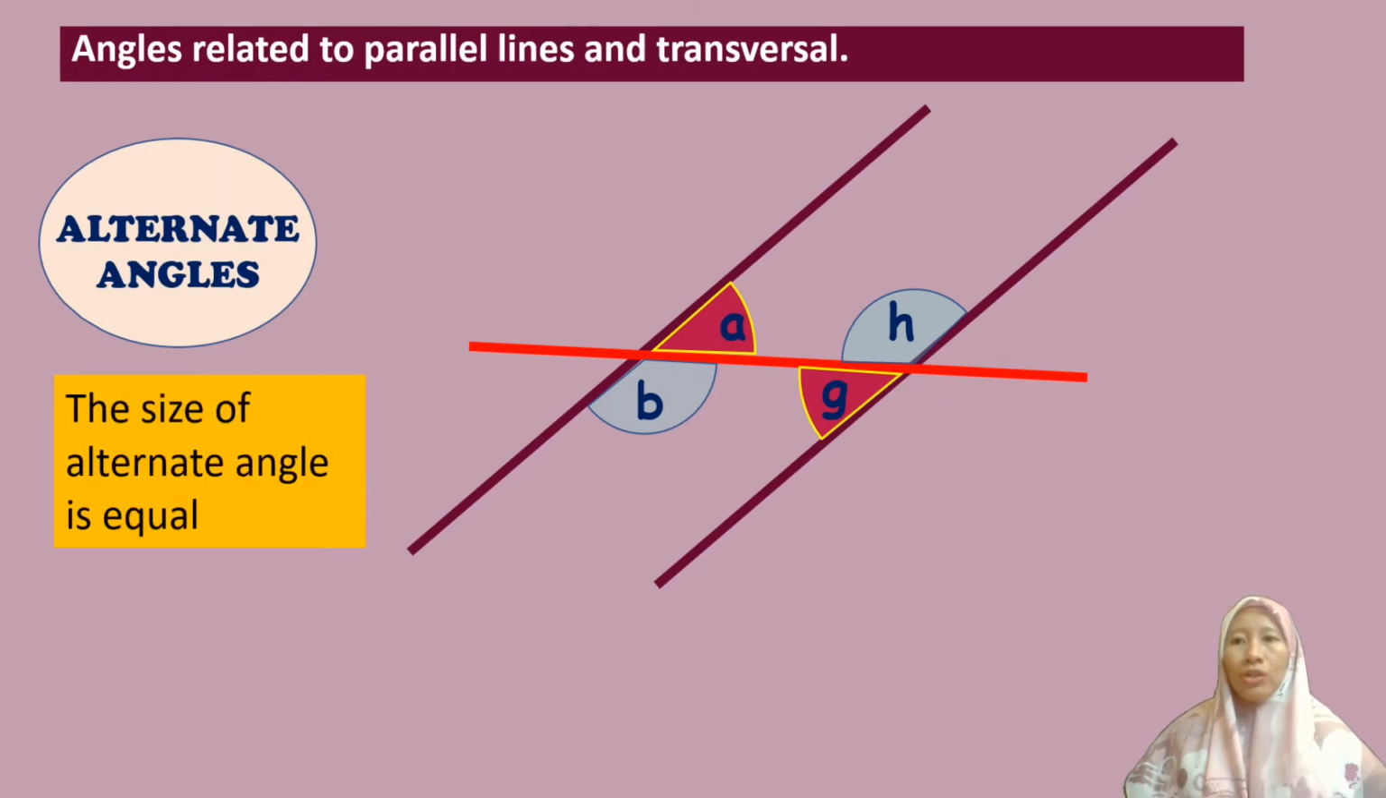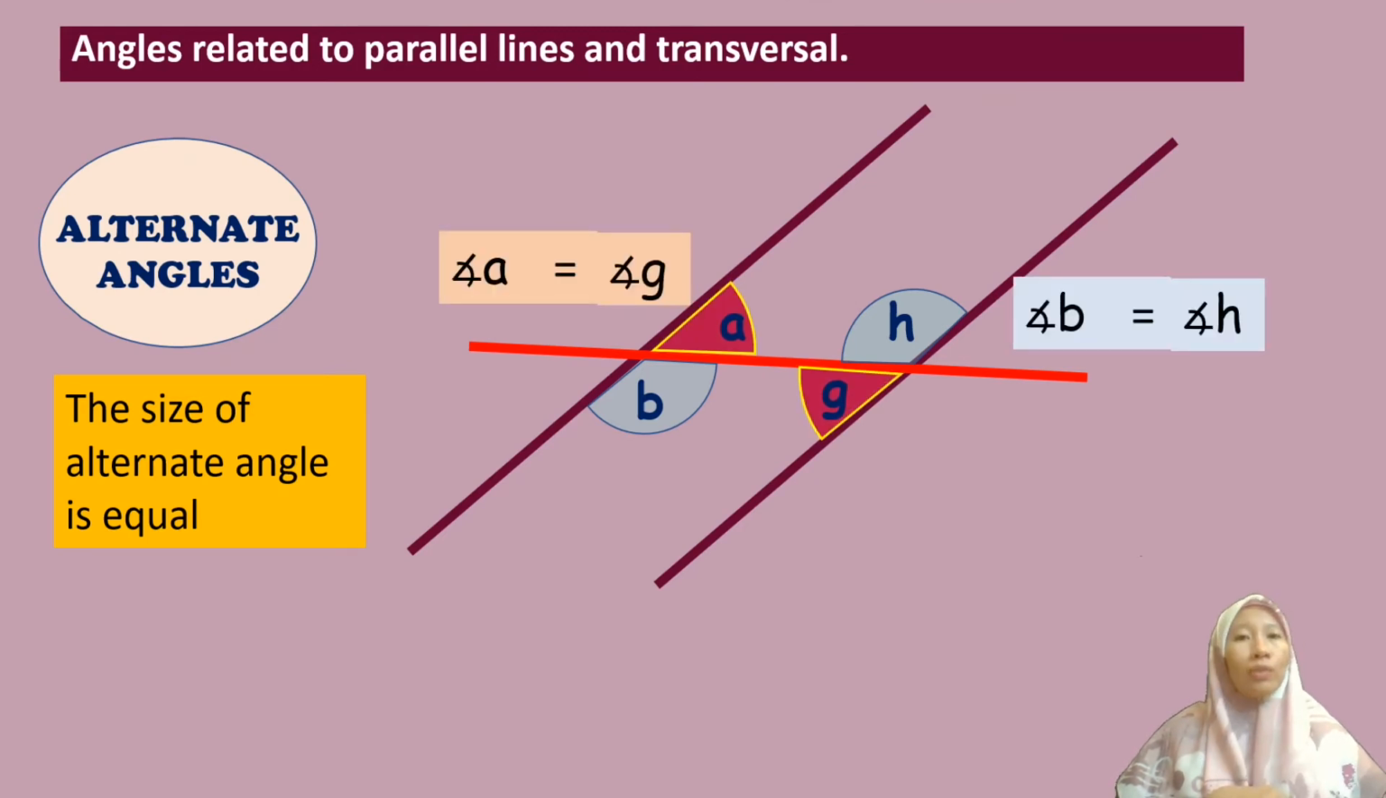If you talk about the size of alternate angles, the size is the same for each other. It means that angle A is equal to angle G. Angle A is equal to angle G. And angle B is equal to angle H.